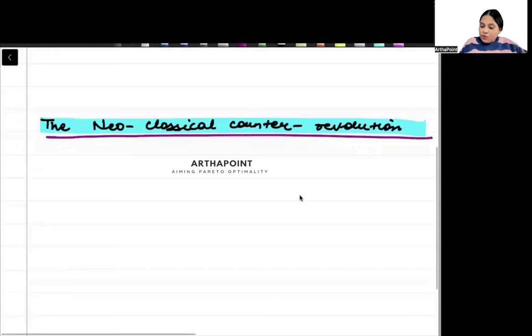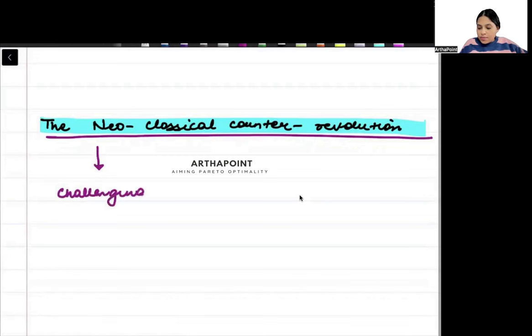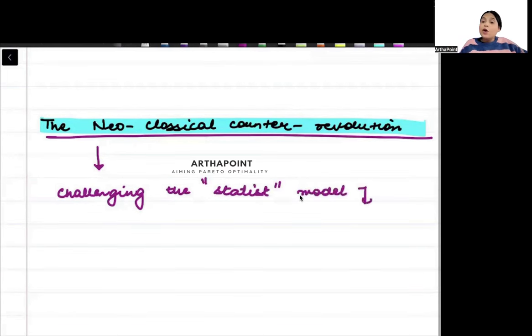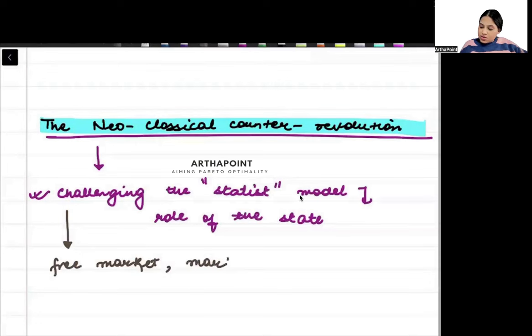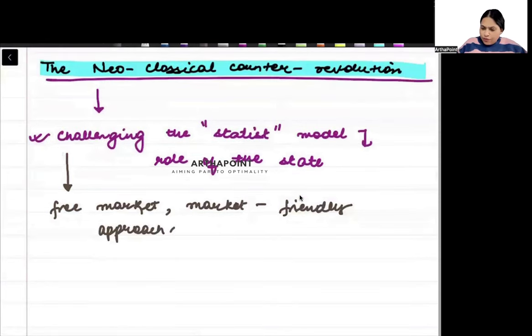हाँ. So basically, what we are going to study in this case, beta, is related to challenging the statist model. माने इसमें हम क्या चैलेंज कर रहे थे? We were challenging the role of the state. And what were we focusing on, beta? किस चीज पे हमारा फोकस था? We were focusing on the role of free market, on the role of market friendly approach. ठीक है, so let's write down the formal definition of it.